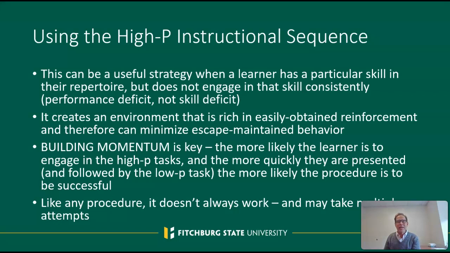And if the learner isn't following through with the high P tasks, we don't have a high P instructional sequence. We don't have behavior momentum. So there's no point in going on with giving the low P instruction. We need to back off and then maybe re-present until we can get those high P tasks complied with. Or we may get compliance with the high P tasks and still not get it when the low P instruction is given. So it may take multiple attempts, and we just want to make sure that we're allowing for that.